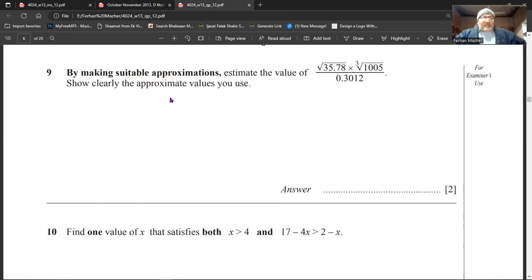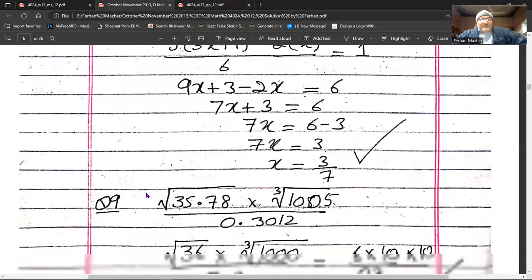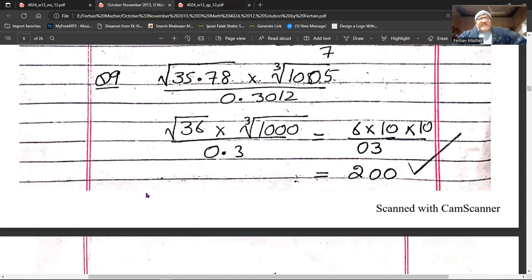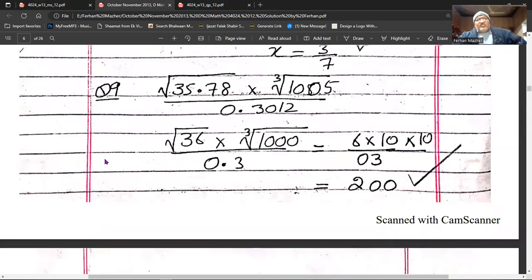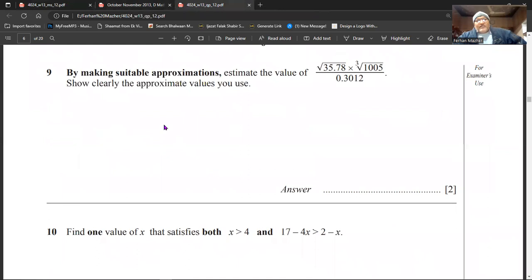So you will see we will have under root 36 multiply third root of the 1000 divided by 0.3. So it will be 6 multiplied 10, and in its decimal I will remove. So for this I will put a 10 upstairs. So downstairs you will have 3. So you will have 600 divided by 3, and that will be 200. So our answer is 200. This is the solution of the question number 9.